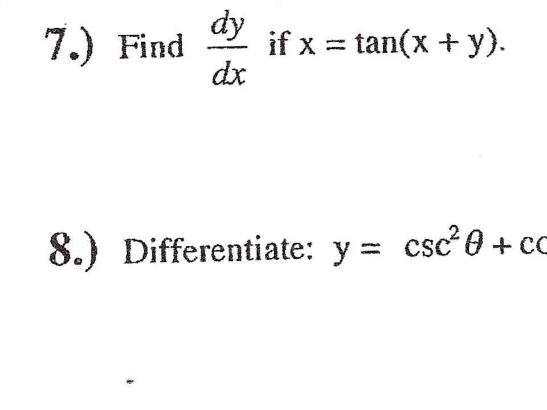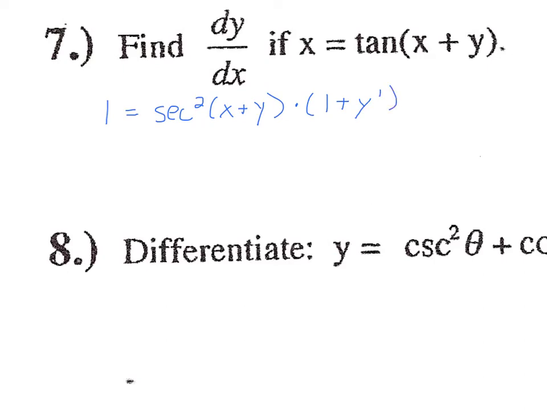For number 7, we also need to use implicit differentiation to find dy/dx. So take the derivative of x, we get 1. And to take the derivative of the tangent of (x plus y), we're going to need to use the chain rule since we have an outside function and an inside function. So the derivative of tangent is secant squared. So we're going to have the secant squared of (x plus y), but we still need to multiply that by the derivative of the inside. So the derivative of the inside would just be 1 plus y prime.